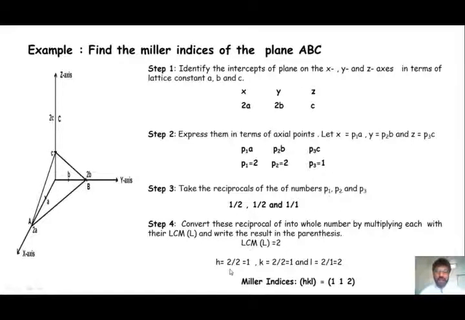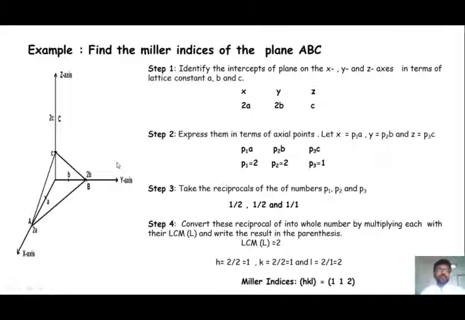By multiplying this LCM with the reciprocals, we get h equal to 2 by 2 equal to 1, k equal to 2 by 2 equal to 1, and l equal to 2 by 1 equal to 2. Therefore, the Miller indices of this ABC plane are 1, 1, 2.